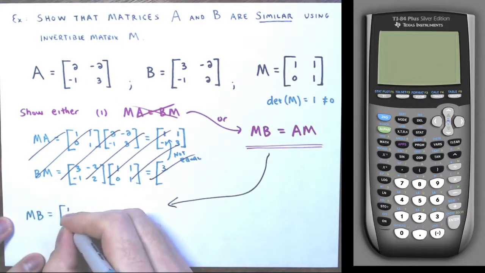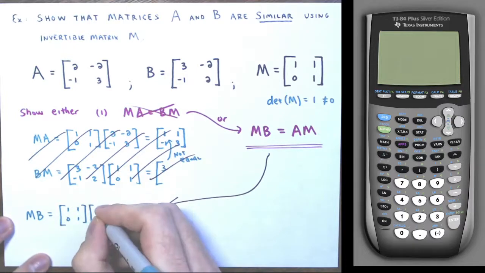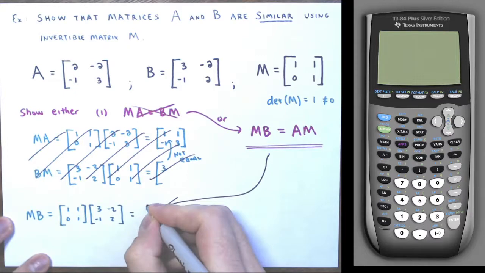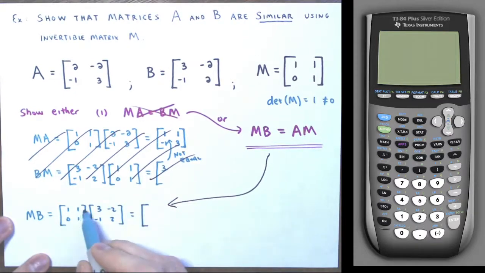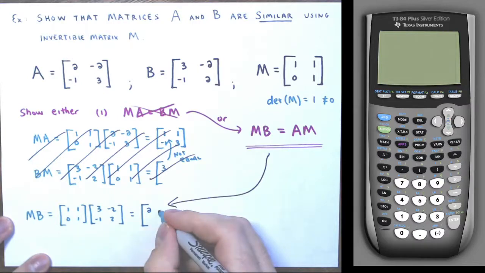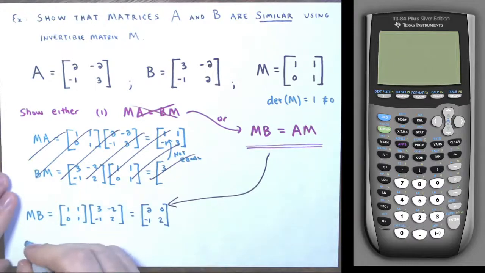That's 1, 0, 1, 1 times B, which is 3, negative 1, negative 2, 2. And when I multiply these matrices, I get first row, first column would be 2, then 0 for the first row, second column, then negative 1 for the second row, first column, and then 2 for the second row, second column. Okay, and let's see if this is equal to A times M.